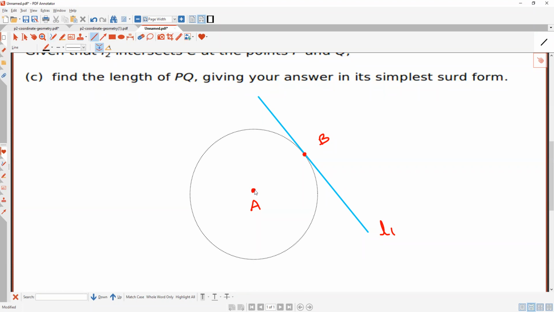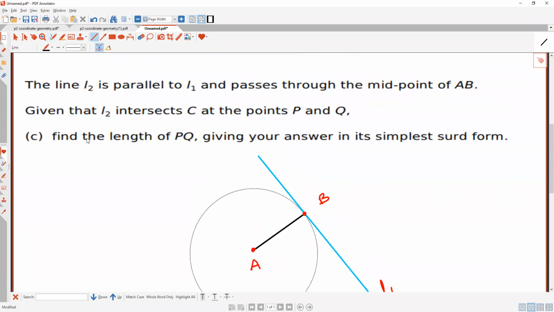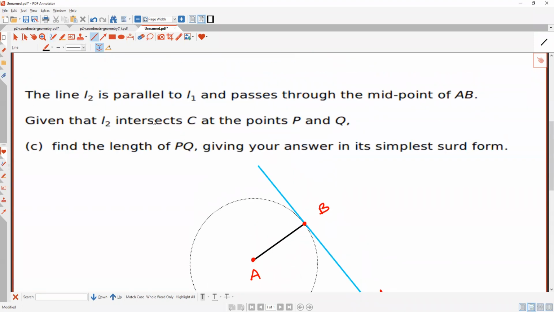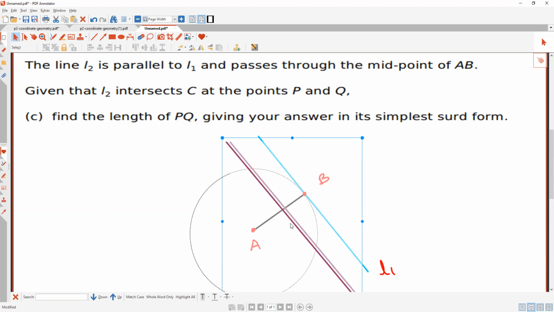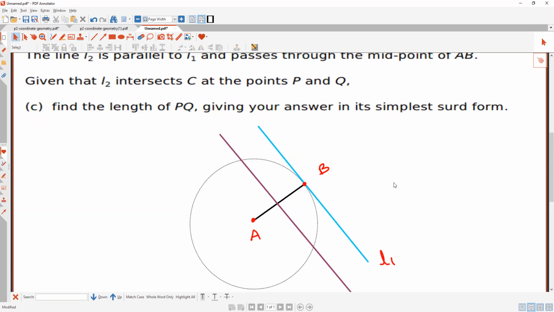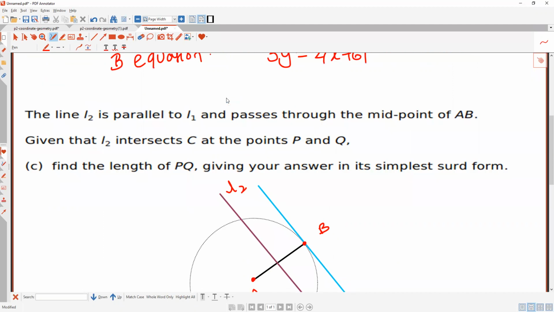Let's do this now. Draw the diagram. Your L2 passes through the midpoint of this. See, L2 is parallel to L1 and passes through the midpoint of AB. So let's find another L2 over here. This is the midpoint, for example, and it is parallel. Everyone understands what is happening here? It's the midpoint of AB, and this is L2. So that means L2 will have the same gradient as L1, right? Yes. Fine then.